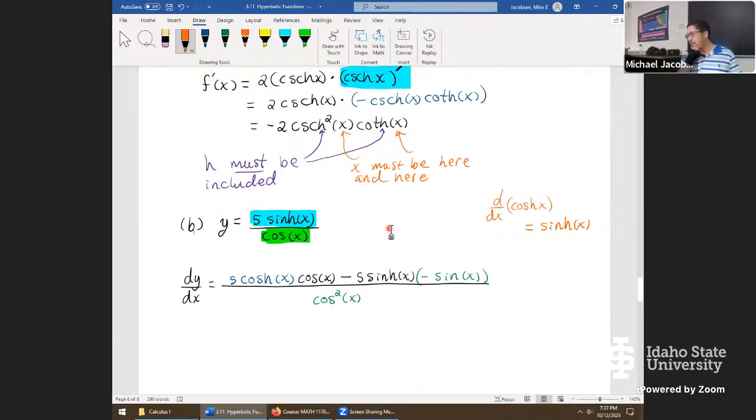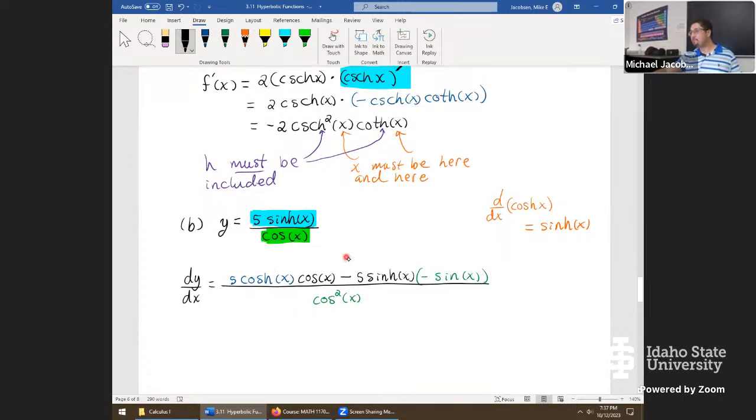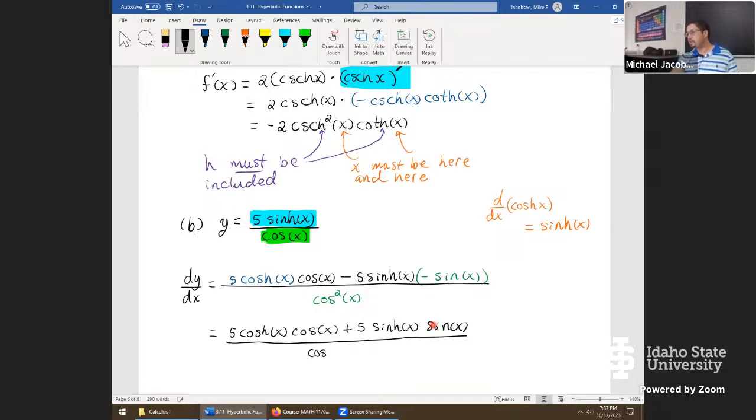From here on out, let's take a look at the function. I don't see a single thing that can really simplify on this. Probably the only thing I would do to it is clean up some of these negative signs. It becomes 5 cosh x. You could factor out 5, but it's okay to just leave it distributed. Cosine x goes here. This will be plus 5 sine h of x times sine x. These don't combine. We have to leave them separated out. And it's all divided by cosine squared of x.